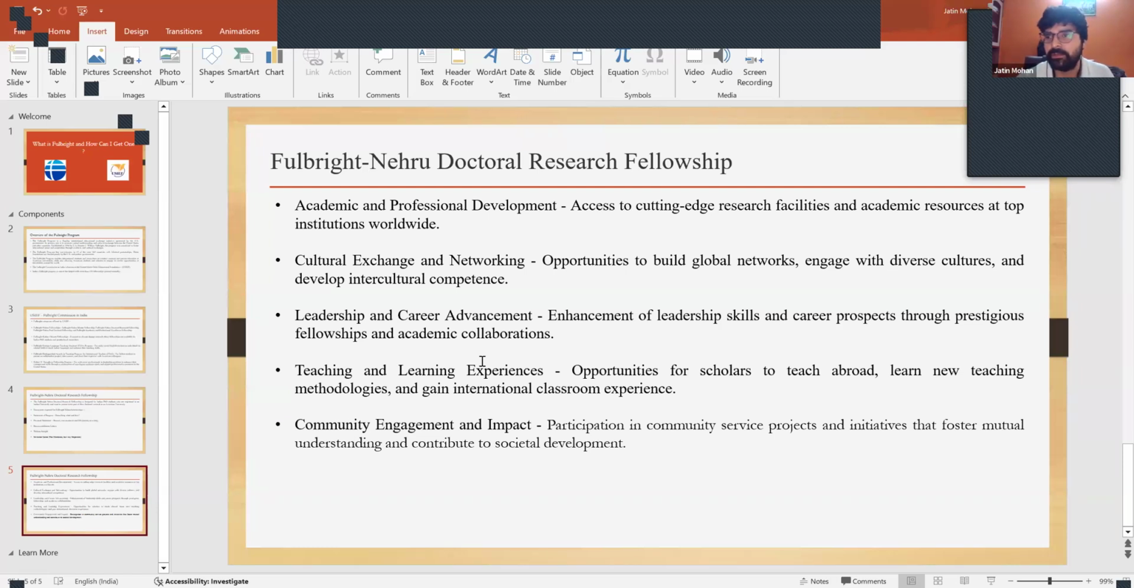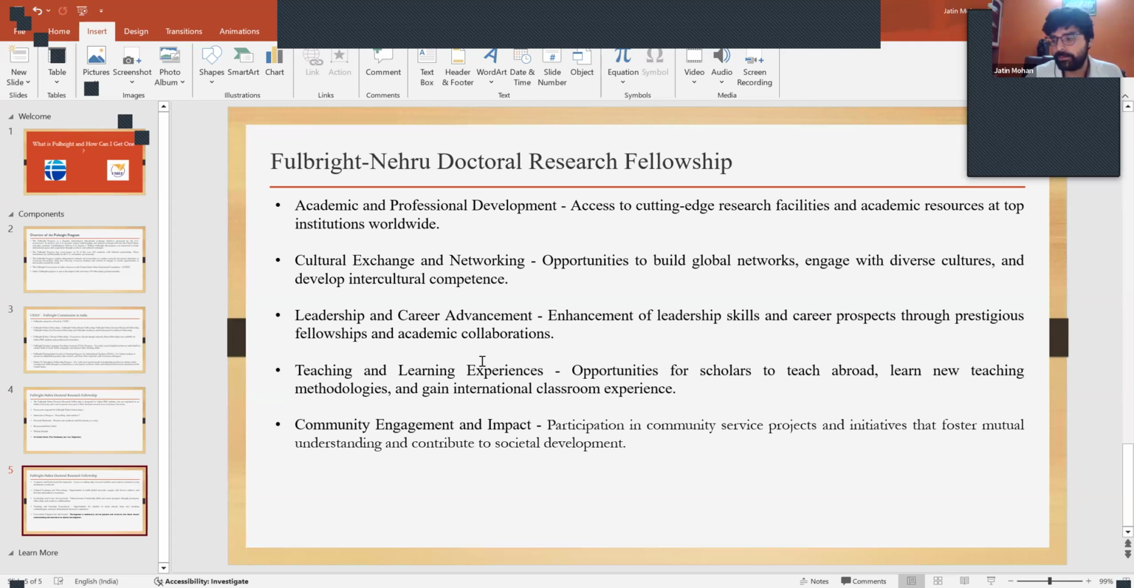Leadership and career advancement. Of course, when you get a Fulbright, your job is also to help your host society, so it puts the seeds of a leader in you. Teaching and learning exercises: some Fulbrighters teach there. I did a bit. You teach a very different cohort of students than what you were doing at your institution. Community engagement and impact: of course, when you come back, you will be working with your own community. So it's a fantastic program, and it can be a very valuable change in your academic and personal journey if you get it.